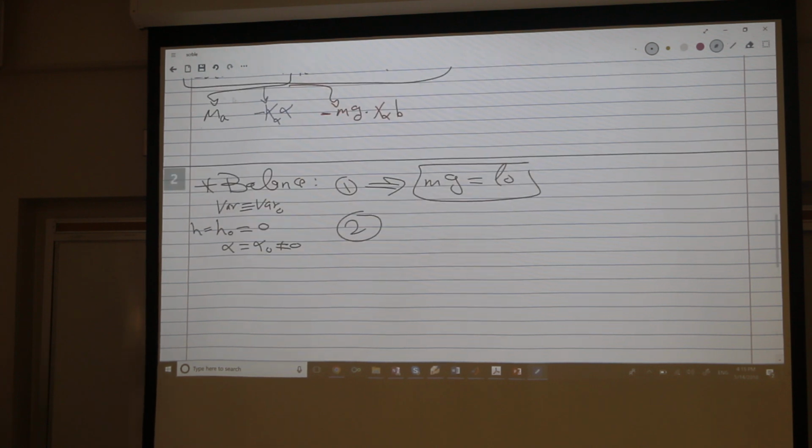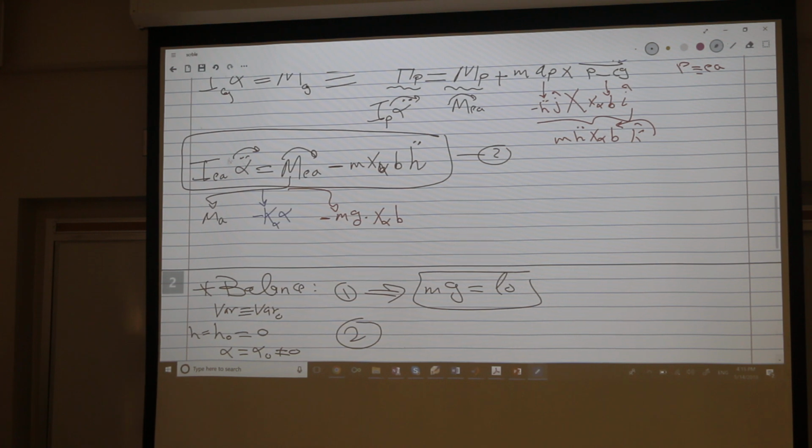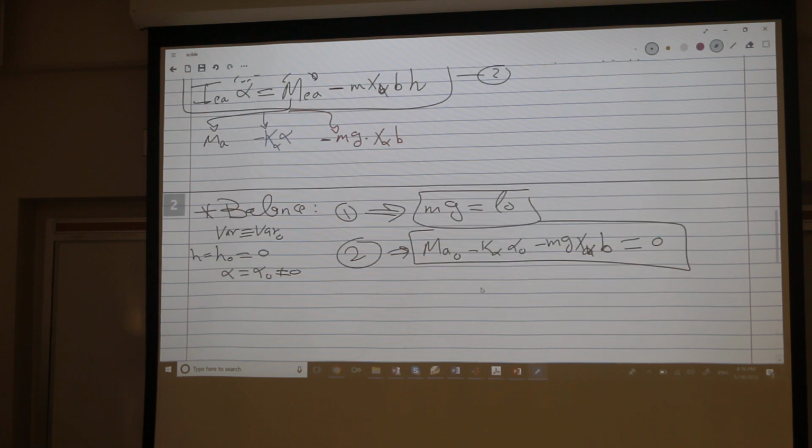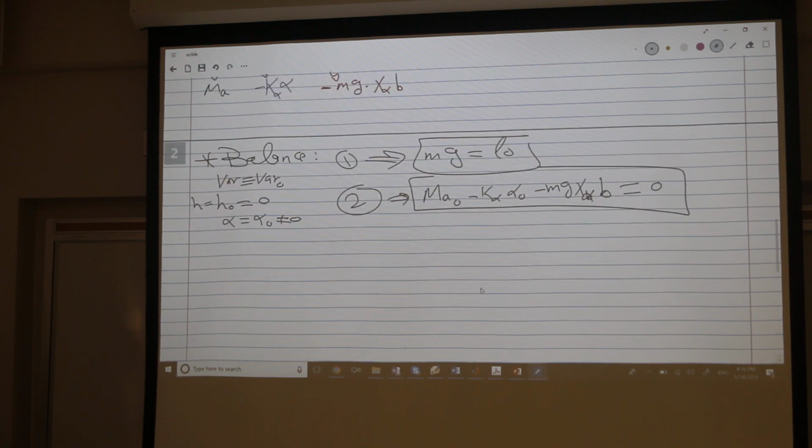Equation 2, similarly, again the left-hand side will go away, there's the double derivative and also the h double dot term. And this moment summation is 0, which means the aerodynamic moment naught minus k alpha naught minus mg x alpha b, all this is 0, right? Okay, so if I'm generating lift that is equal to the weight, and if I'm generating moment that is equal to this summation, I ensure balance. This is indeed an equilibrium point.